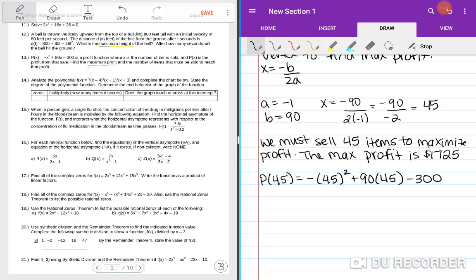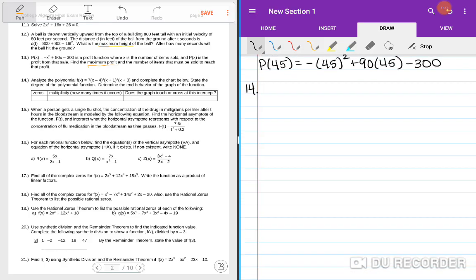Okay. Number 14 says analyze the polynomial and complete the chart below. State the degree of the polynomial function. Determine the end behavior of the graph of the function. Okay, so what we got here? x minus 4 cubed, x plus 1 squared, x plus 3. So to find all the zeros, it means we need to set this equal to 0. Now the 7 here, we don't have to worry about it. We can just divide it over.